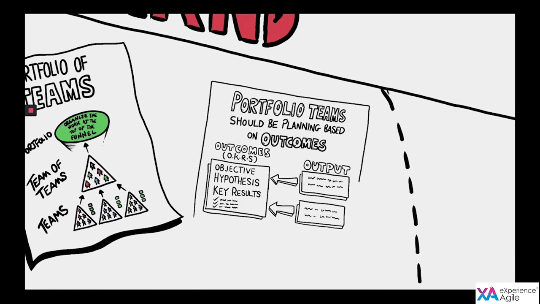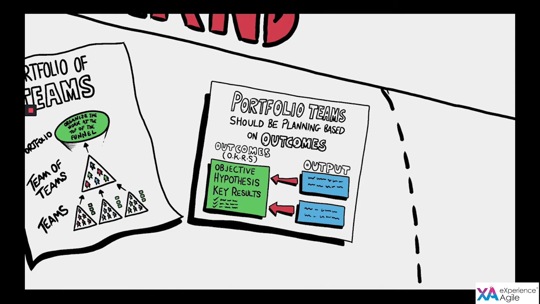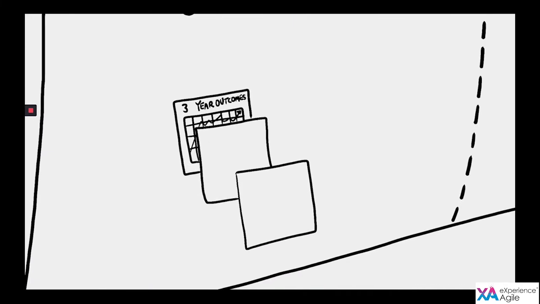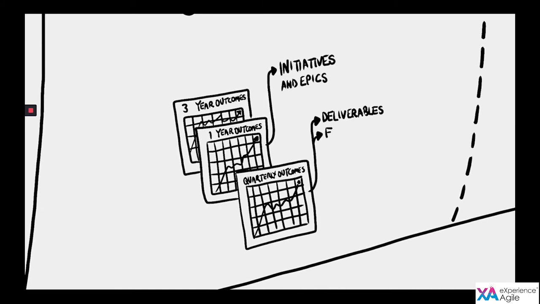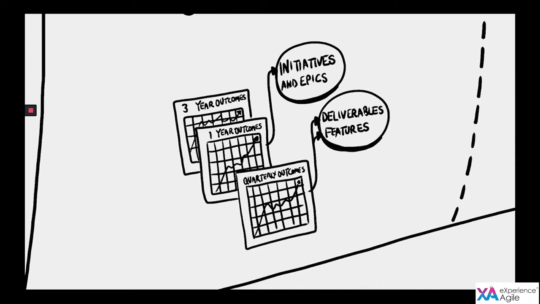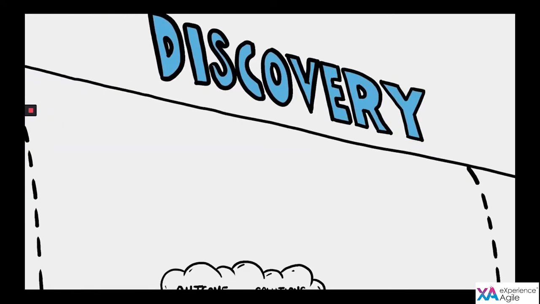Portfolio teams really should be planning based on outcomes. What are my 3-year outcomes? What are my 1-year outcomes? And what are my quarterly outcomes? Those 1-year outcomes will map to your initiatives and your epics, and those quarterly outcomes will map to your deliverables or your features. Make sure that these outcomes, as they come into this funnel, are going through discovery.